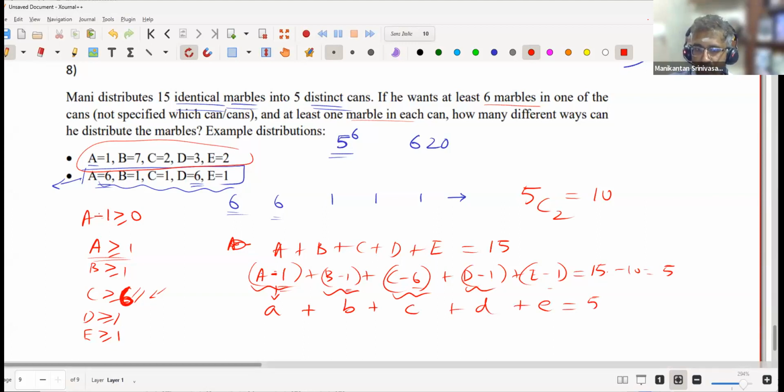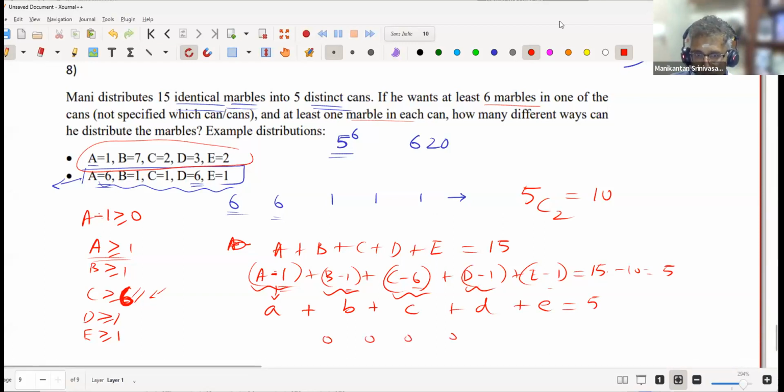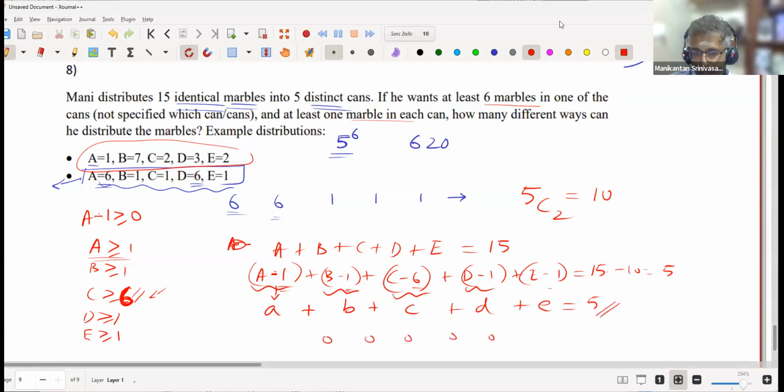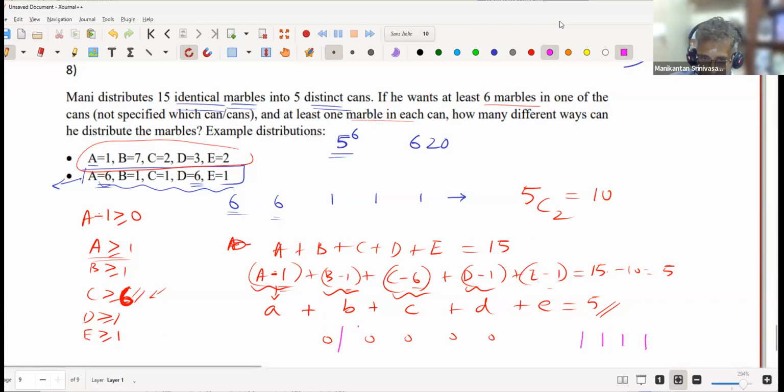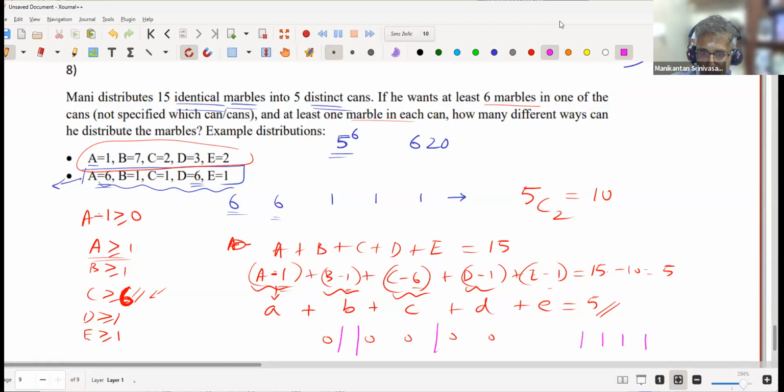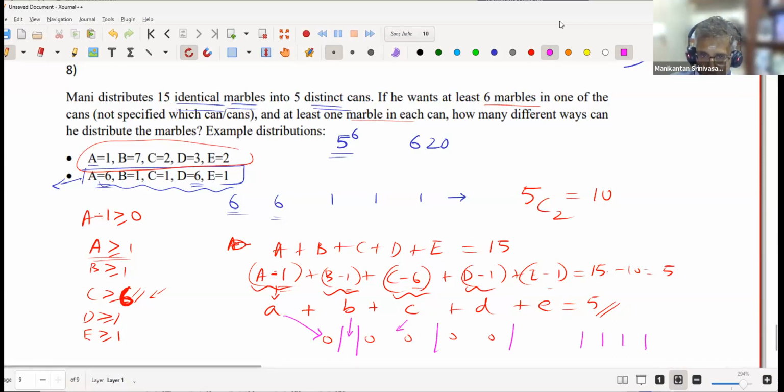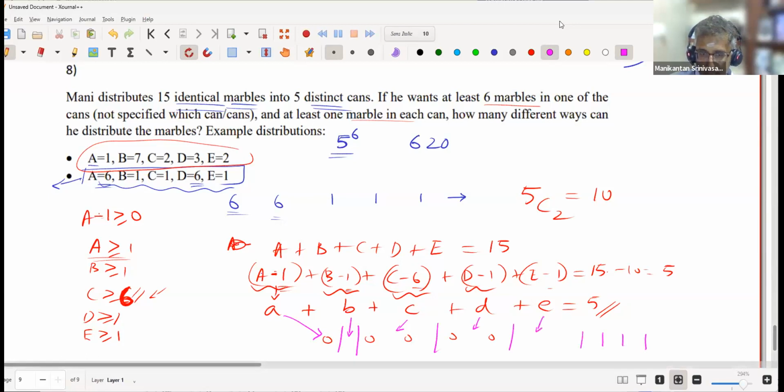Now this is a standard problem, right? Distributing 5 chocolates to 5 kids. You use the partition method. So you have 1, 2, 3, 4, 5 chocolates, that's the 5 marbles, and then there are 5 people. Therefore, you need 4 partitions, 1, 2, 3, 4. An example case could be like this: another partition goes here, the third partition goes here, the fourth partition goes here. That means A gets 1 marble, B gets nothing, C gets 2, D gets 2, and E gets 0.